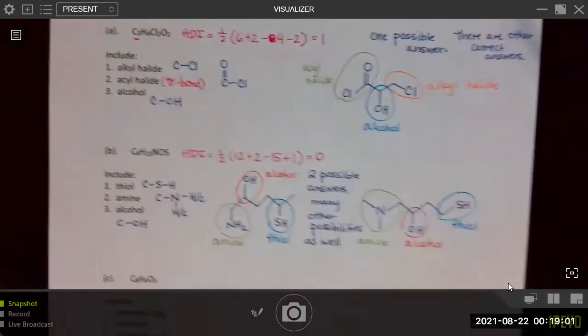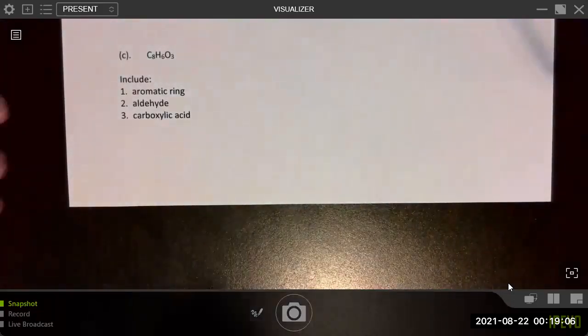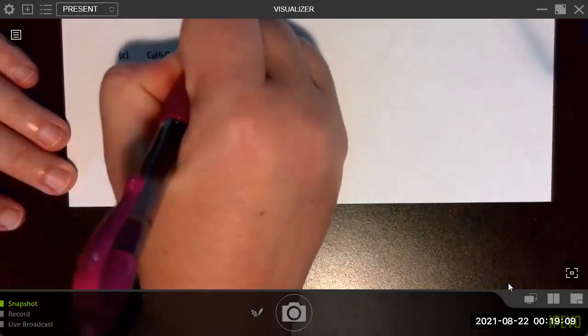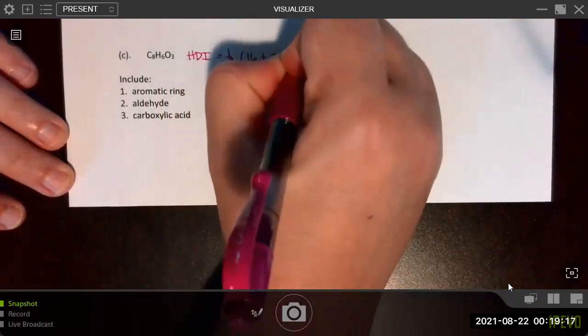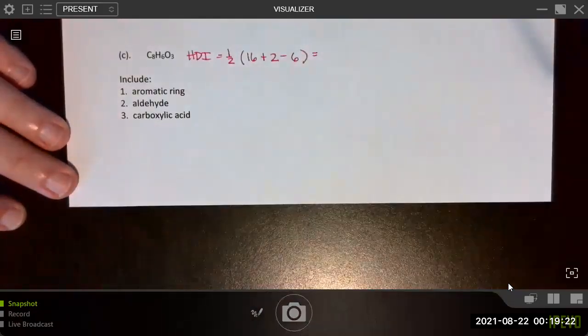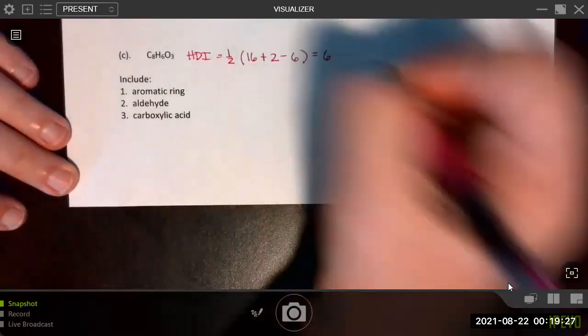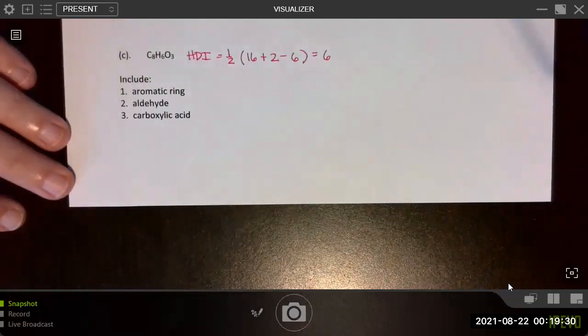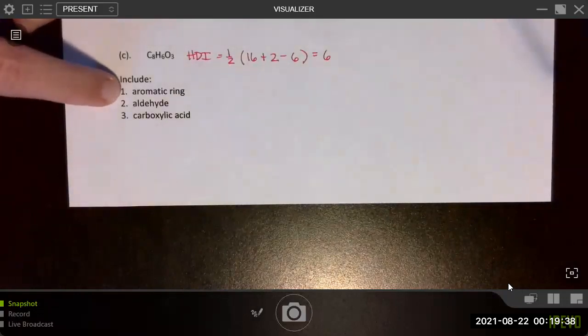Okay, moving on to the last one here, let's calculate the HDI. 1/2 times 2 times the number of carbons, which is 16, plus 2 minus the number of hydrogens, which is 6, oxygen count. So now we have 18 minus 6 is 12. 1/2 of 12 is 6. So we have a very high degree of unsaturation, which means that we are going to have lots of rings or pi bonds.